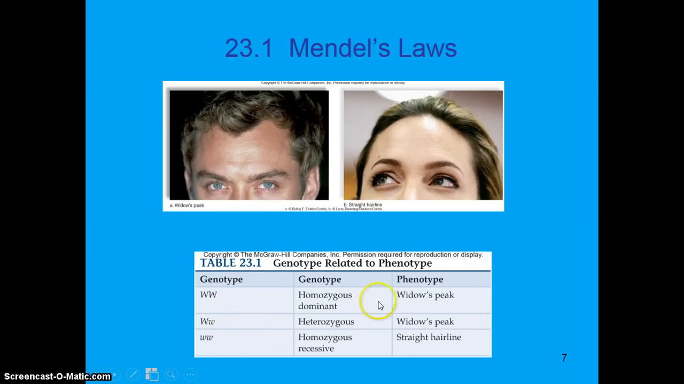On the other hand, the woman that we have over here that has no widow's peak, a straight hairline, is homozygous. Again, homo is same, so little w, little w, is homozygous recessive. We don't show the dominant trait at all, and we have to have two of those recessive genes in order to see the recessive trait in this case.